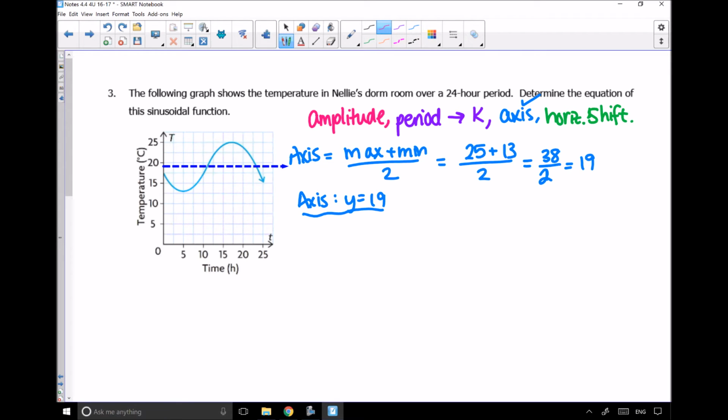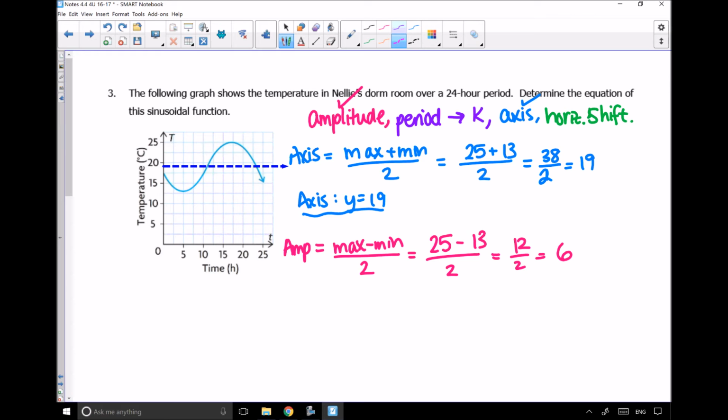amplitude is. To find the amplitude, all you have to do is take the max and subtract the minimum and divide that by 2, because I want to know how much higher the maximum is than the axis and how much lower the minimum is from the axis. So subtract those two values this time. You end up getting 12 over 2, which is 6. And 6 should make sense to you because 19 plus 6 will bring me up to my maximum of 25, and 19 minus 6 will bring me down to my minimum of 13. Okay, so we're good to go for our amplitude.